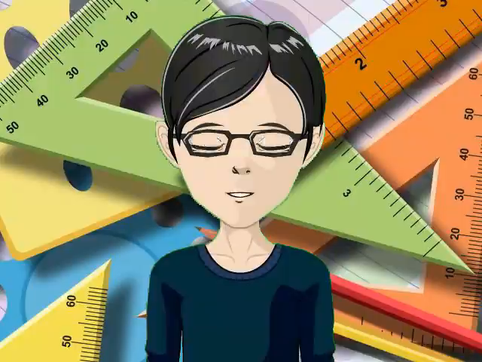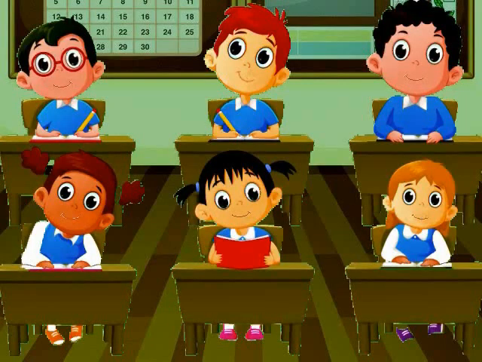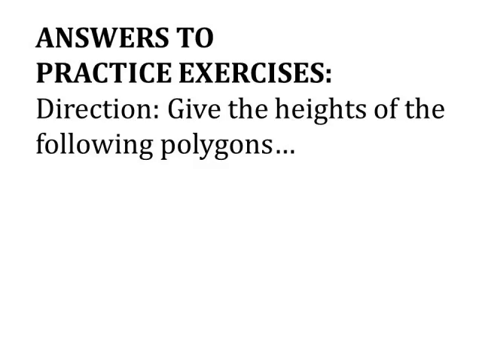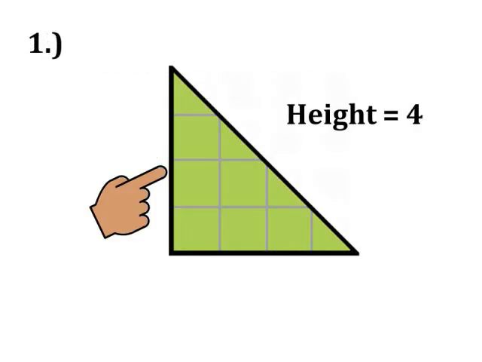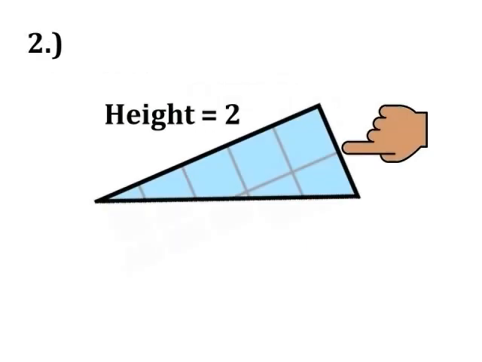Eleven minutes later. Are you finished? Yes po. Let's check your answers. Number 1. The height is 4. Bilangin nyo lang kung ilang square units yung nasa gilid.